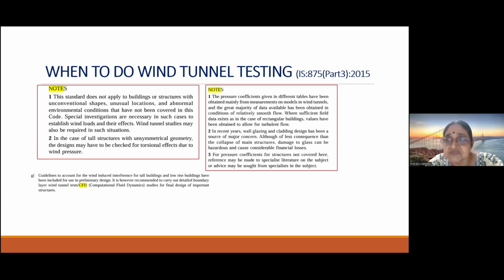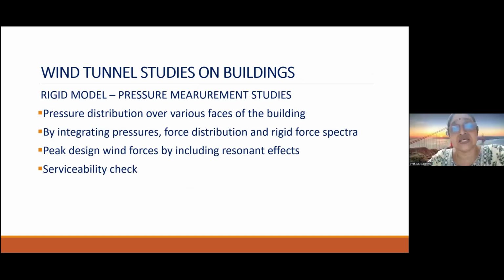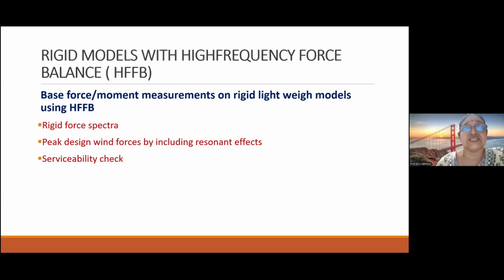For shapes which are not given in IS 875 Part 3, or for unsymmetrical geometry, one has to go for wind tunnel testing. Now, when we talk about wind tunnel studies on buildings, we can do a rigid model study, a pressure measurement or pressure integration study. Pressure integration means you measure the pressure along the surfaces and then integrate it to get the force coefficient. That gives the pressure distribution over the various faces of the building, and by integrating the pressure, force distribution and rigid force spectra can be obtained. Peak design forces, including the resonance effect, and serviceability checks can also be done.